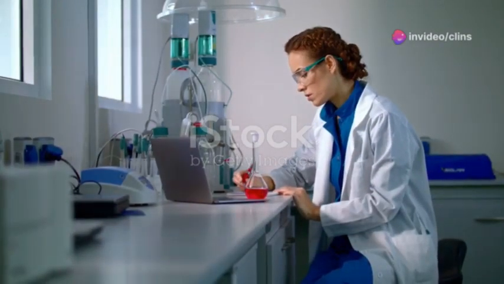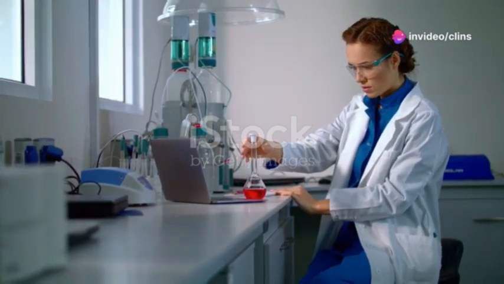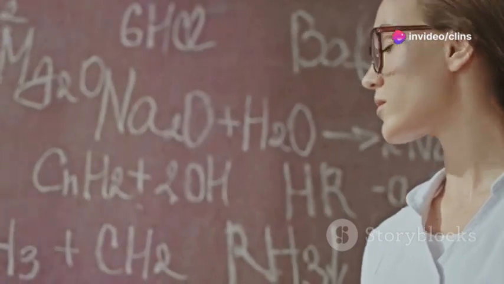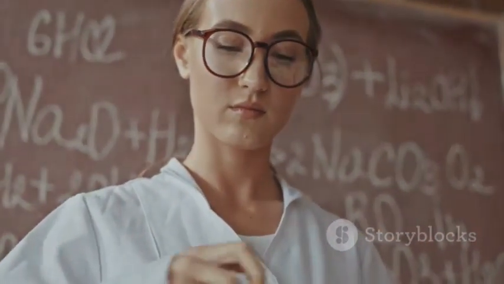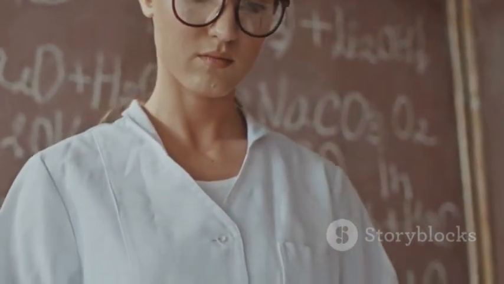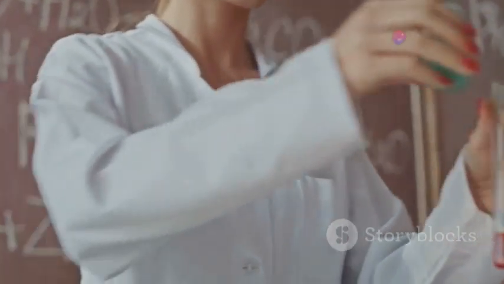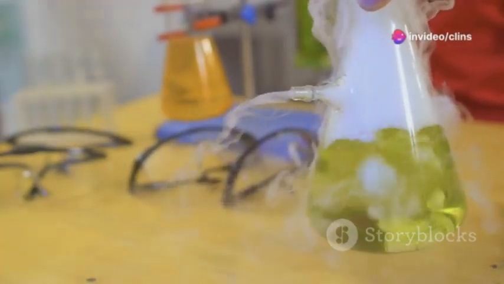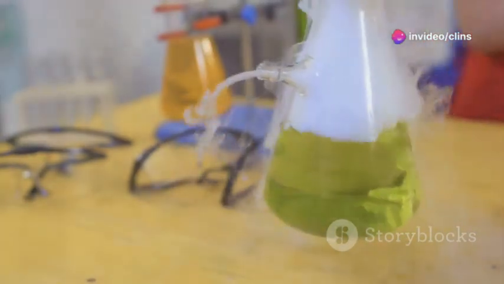Gibbs's free energy determines the spontaneity of a process. The change in Gibbs's energy, or dG, is calculated as the change in enthalpy, dH, minus the product of the temperature in Kelvin and the change in entropy, dS. A negative change in Gibbs's energy indicates a spontaneous process.